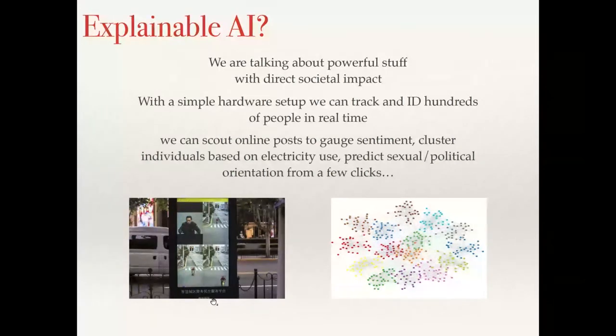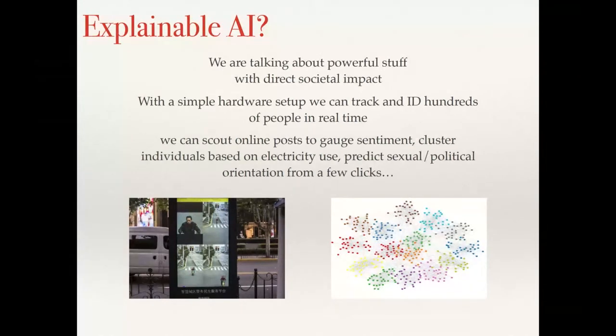With a very simple hardware setup powered with AI, you can actually track and identify hundreds of people in real time. Which means that, for example, if you have a database of these people, with facial recognition, then you can follow them, know that they have, for example, broken some law, and display it publicly, like, for example, is done in some cities in China.